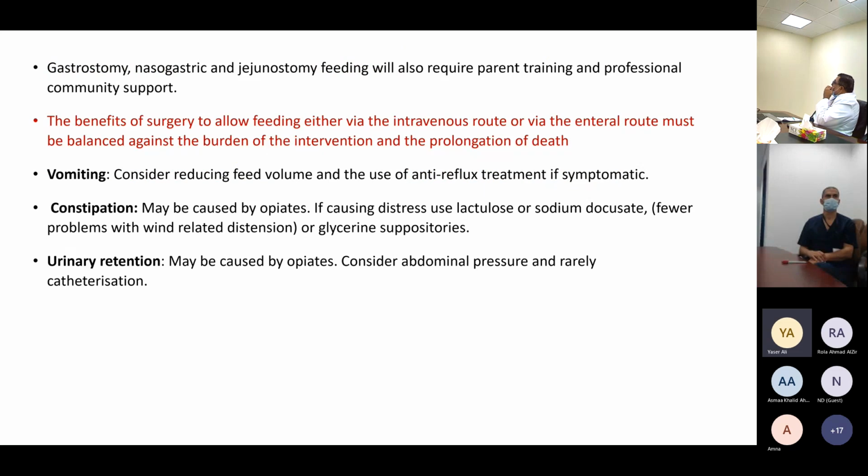Gastrostomy, nasogastric, and other forms of feeding will all require parent training and professional community support. The benefit of surgery to allow feeding, either via intravenous or enteral route, must be balanced against the burden of the intervention and the prolongation of death. Symptoms like vomiting, constipation, and urinary retention should all be treated.